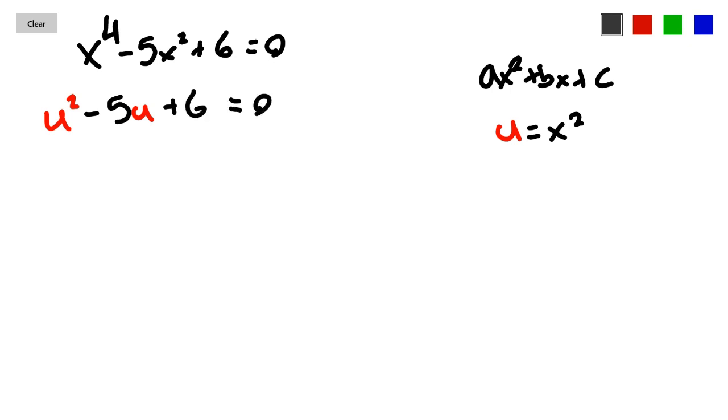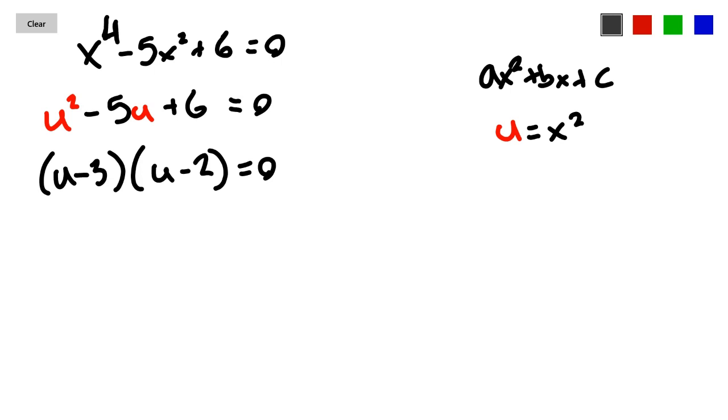And now we can solve this like we regularly would for a quadratic. So I'm going to try to factor this. If I have u squared minus 5u plus 6 is equal to 0, the factors of 6 that I'm going to use are negative 3 and negative 2, because those add together to get negative 5. So I have a minus 3 and a minus 2 here.